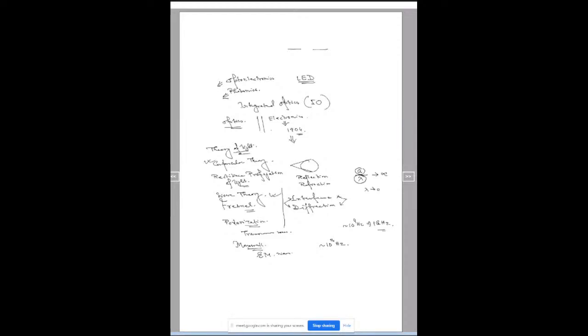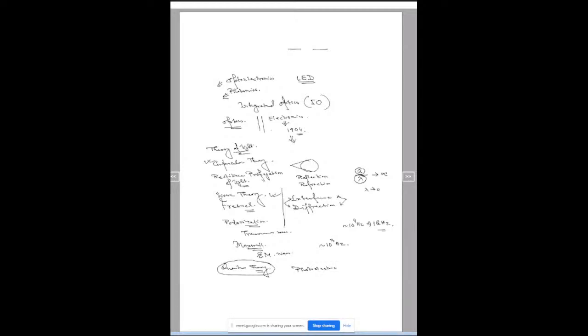But the problem came when the black body radiation needed explanation. How to explain black body radiation? Classical physics could not explain the electromagnetic radiation from a black body. So Planck put forward the idea of quantum theory. He said that the black body actually emits energy in packets, quanta, and he gave an explanation for black body radiation. Later on, Einstein explained the photoelectric effect.